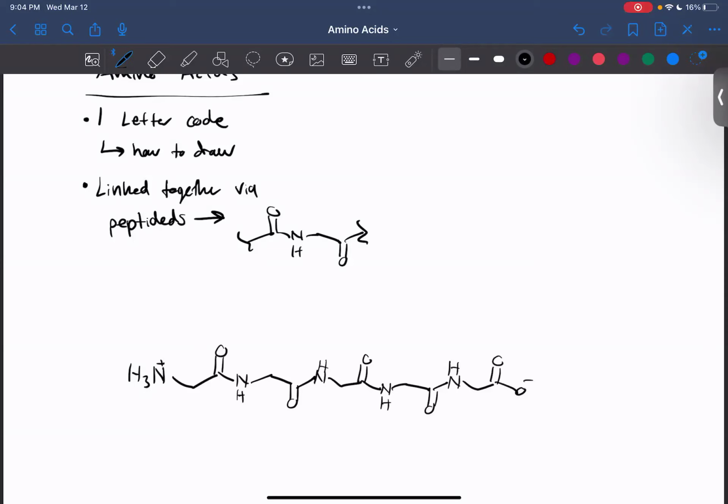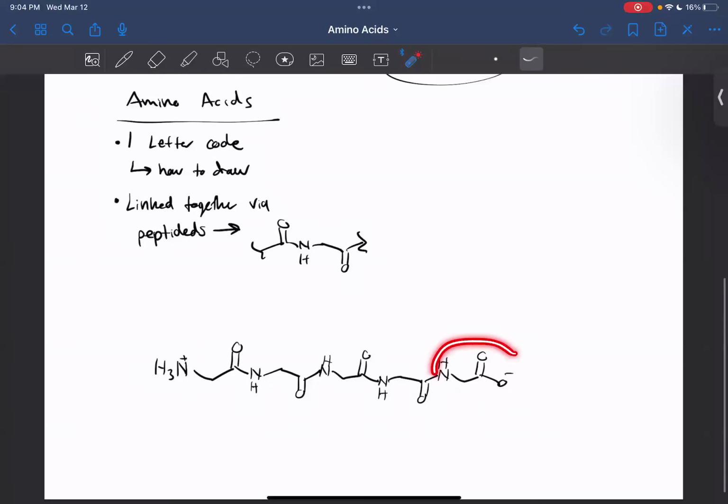Okay, and then the last one is going to be the carboxylate. So as you can see, all of these have a carbonyl and a nitrogen. So this is one amino acid. This is another amino acid. This is another amino acid. This is another one. And this is the first one.